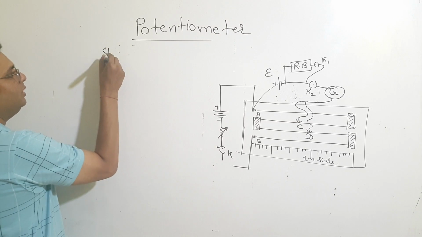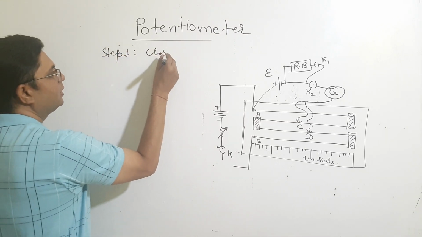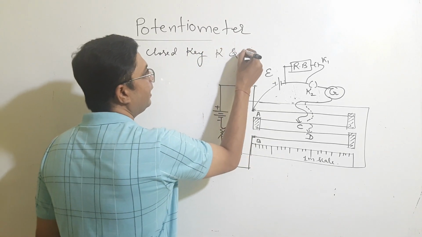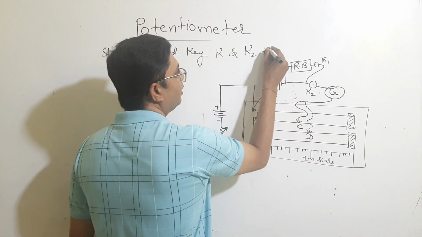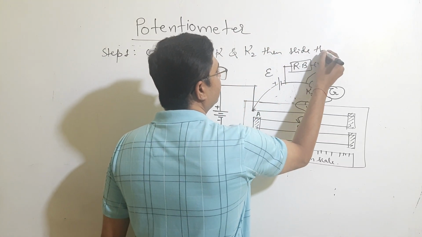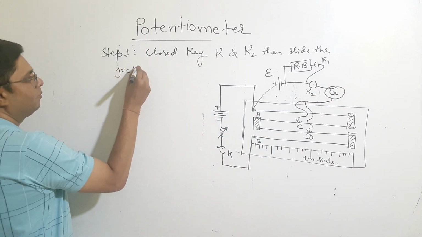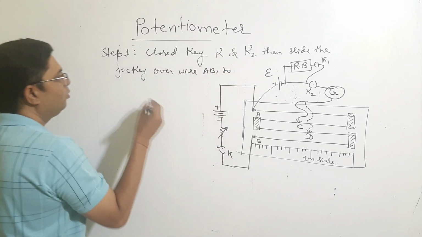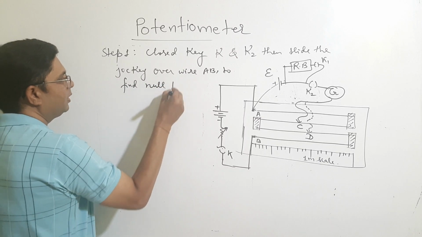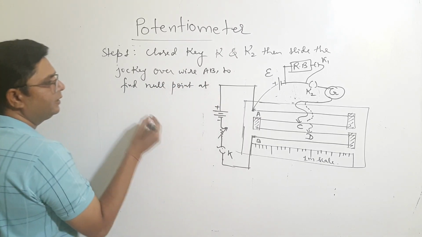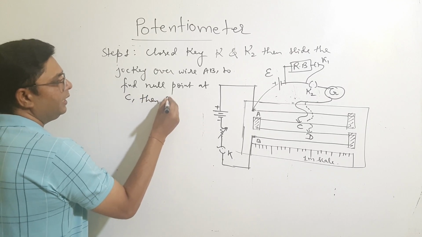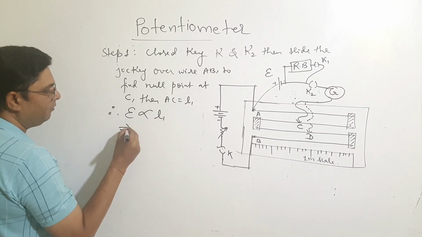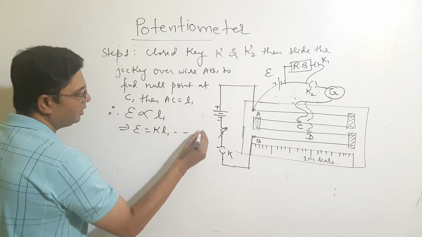First of all, you do step 1. Step 1: close keys K and K2. Then slide the jockey over wire AB to find the null point at C. Then AC equals L1. Therefore E is proportional to L1. Again you have E equals KL1. Write it as equation number 1.